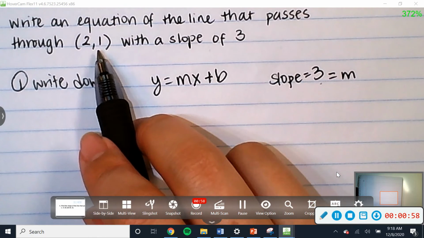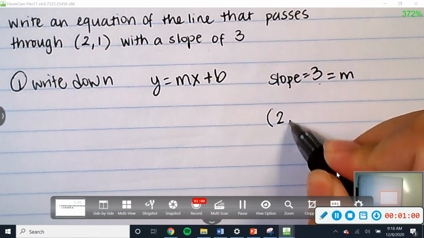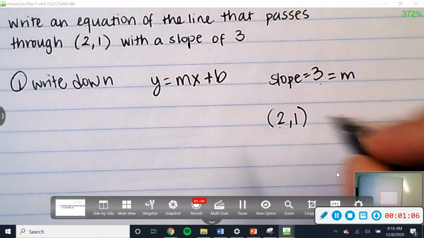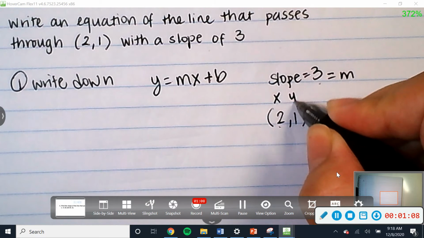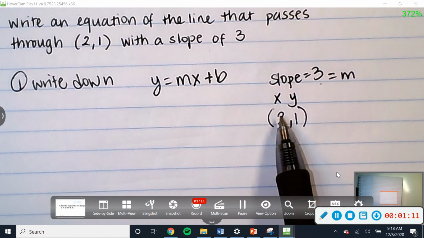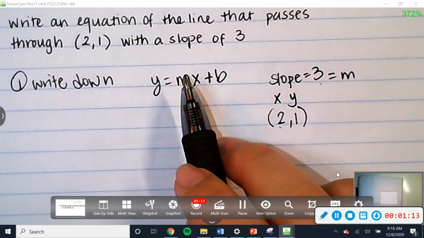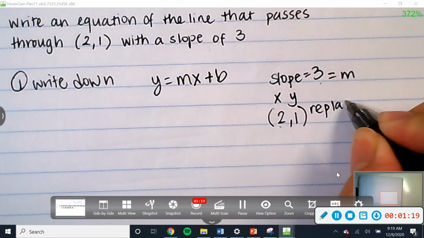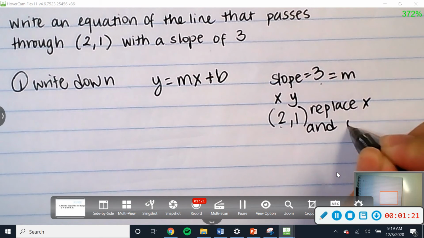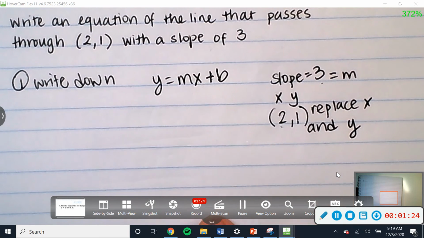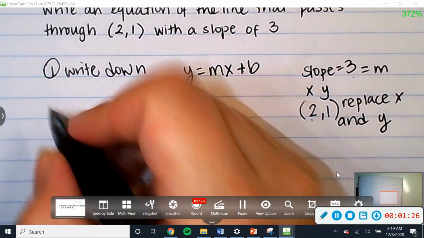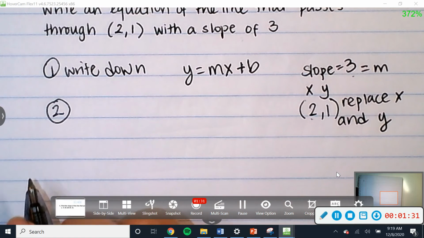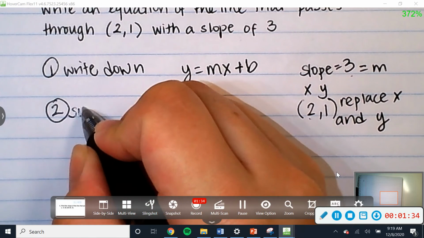They also give us the set of points right here, (2, 1). Any set of points is always written out as x is the first number and y is the second number. So we can actually use the set of points and plug it in for the x and y that are in the equation here. So we can replace x and y with these values right here.